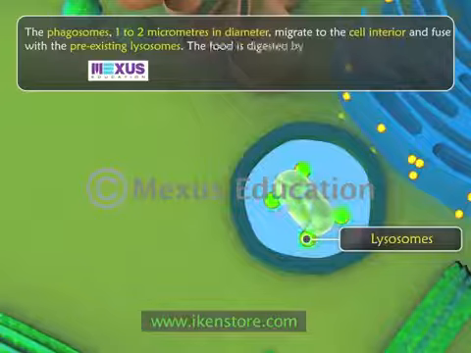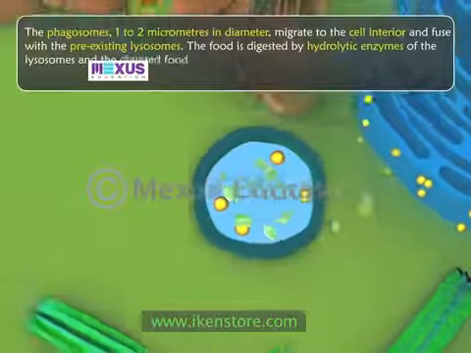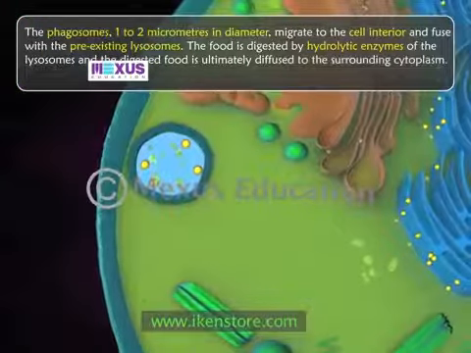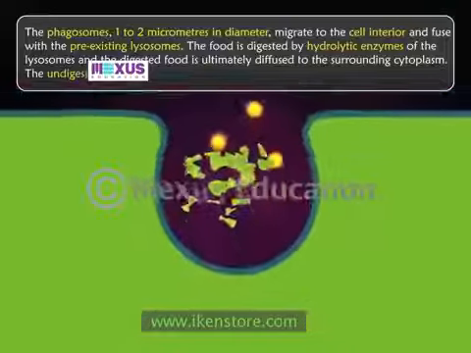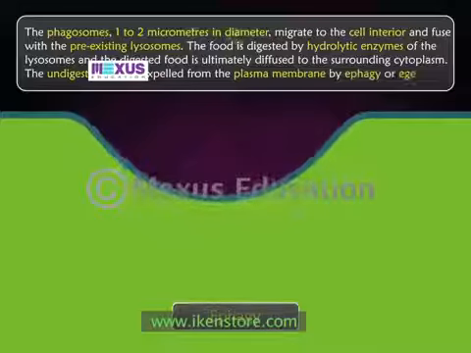The food is digested by hydrolytic enzymes of the lysosomes, and the digested food is ultimately diffused to the surrounding cytoplasm. The undigested food is expelled from the plasma membrane by efflux or egestion.